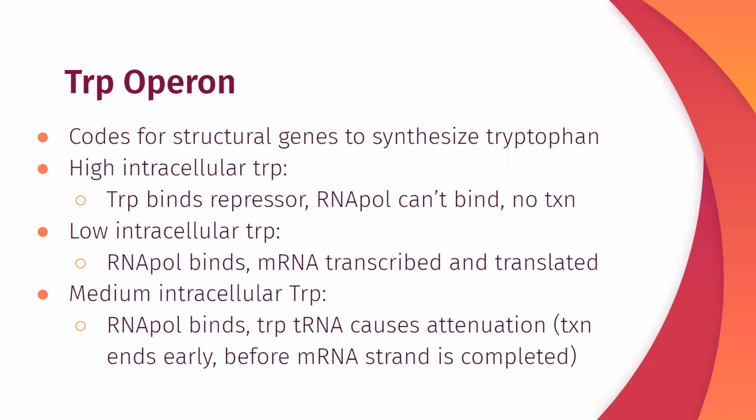So the TRP operon is an operon that codes for a group of structural genes that aid in the biosynthesis of tryptophan. Tryptophan is an amino acid. We need it for protein synthesis.